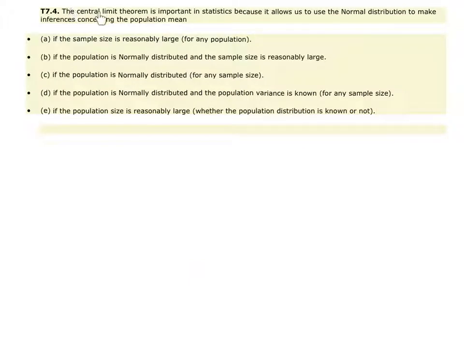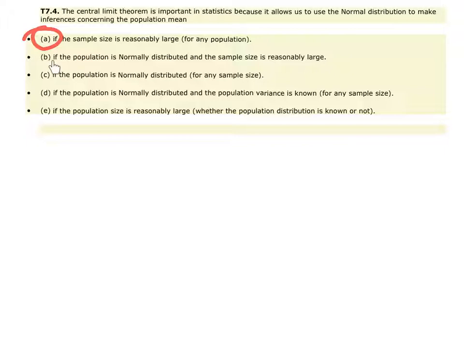Question 4. The central limit theorem is important in statistics because it allows us to use the normal distribution to make inferences concerning the population mean. Under what condition is that true? The correct answer for this one is answer A, which states that the sample size is reasonably large for any population. The key to remember about the central limit theorem is that we use it when we do not know the shape of the population.